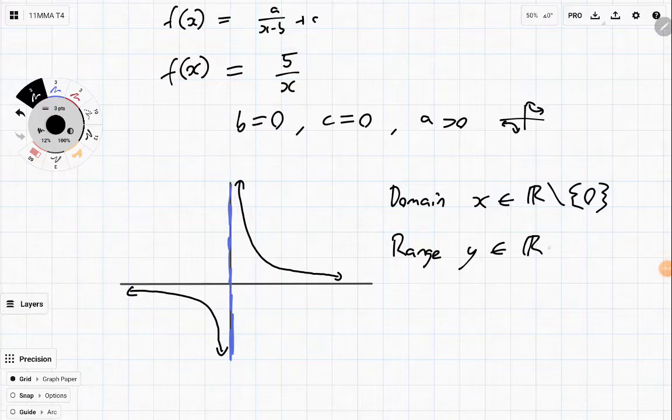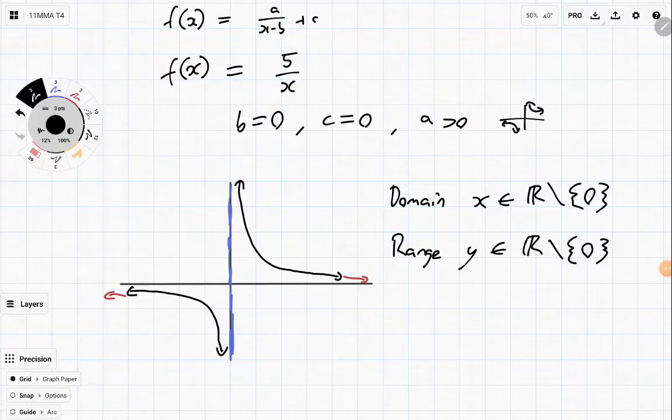Which also means that the range is similarly limited, because if you have a look at the range, yeah, it gets close to 0, but it never actually hits. And same thing here, it gets close to 0, but it never actually hits. So similarly for the range, it's also going to be minus 0. These are curly brackets on either side.